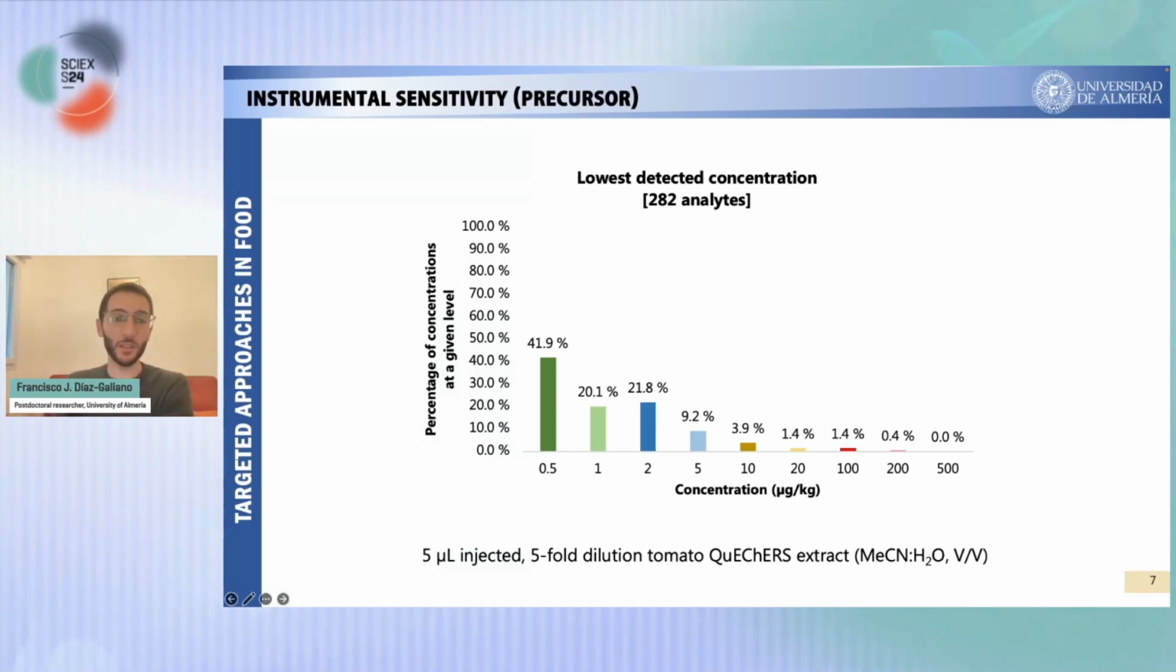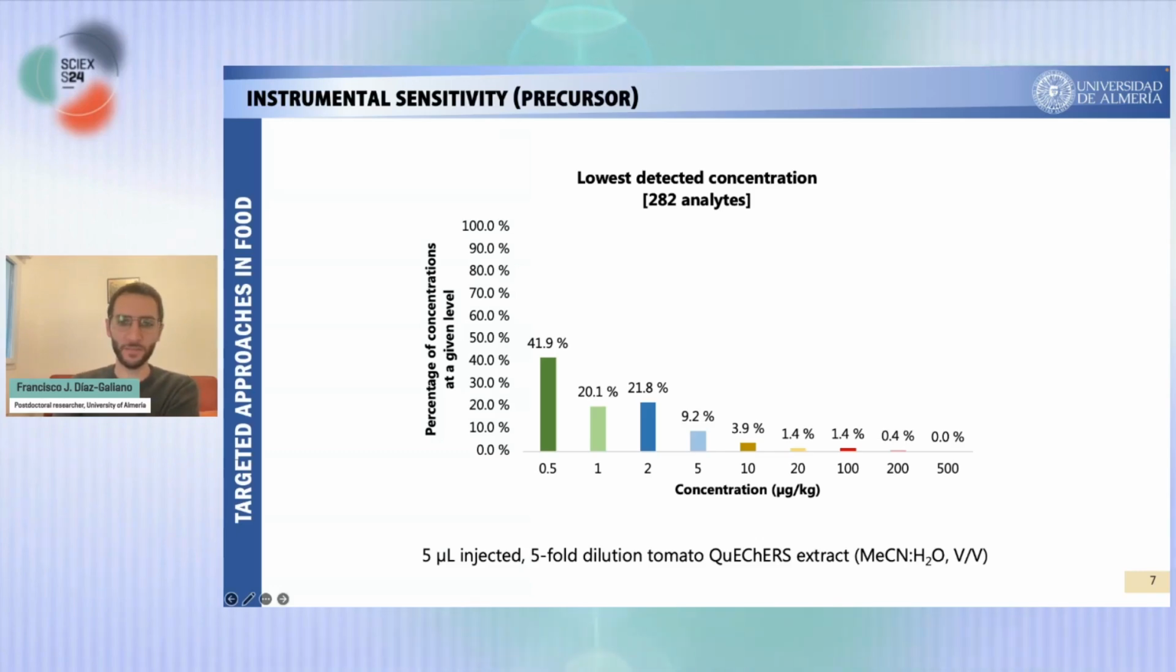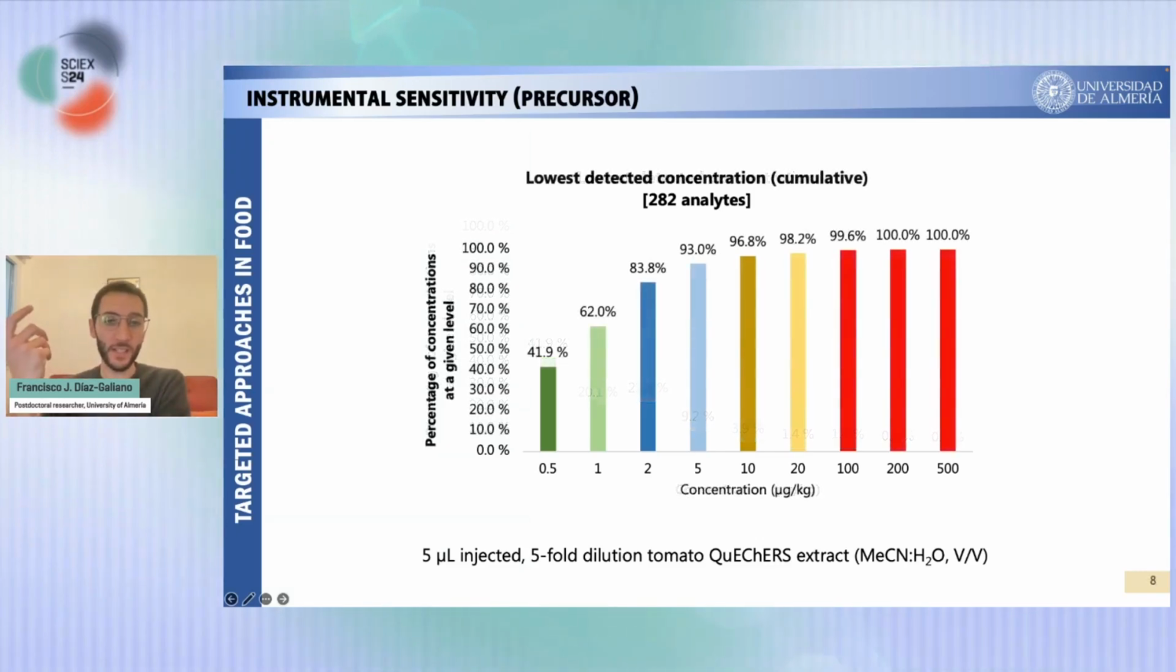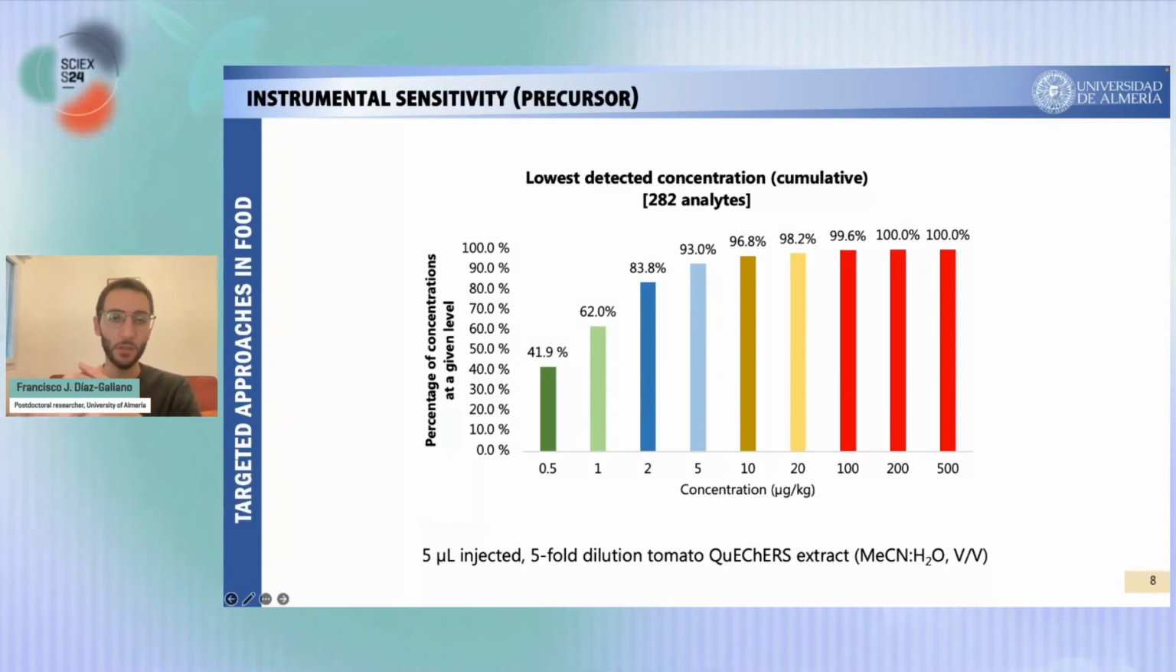As shown in this figure, the precursor ion for almost 42% of all pesticide residues could be detected at the lowest concentration level at 0.5. The cumulative data makes it easier to observe that almost 84% of compounds could be adequately detected at 2 ppb and 93% at 5 ppb, with almost 97% presenting good peak shapes and mass accuracy at the 10 ppb level.